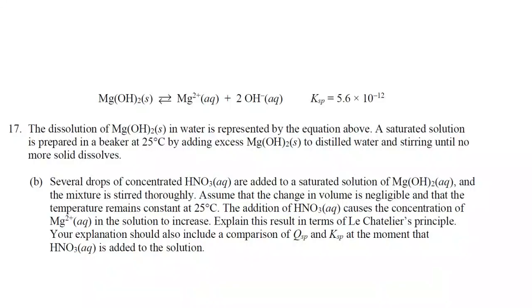Now, part B of question 17 is similar to part A, but instead of adding sodium hydroxide to this saturated solution of magnesium hydroxide, so sodium hydroxide is a strong base, in part B we're adding a strong acid. So several drops of concentrated nitric acid are added to a saturated solution of magnesium hydroxide, and the mixture is stirred thoroughly. Assume that the change in volume is negligible and that the temperature remains constant at 25 degrees Celsius.